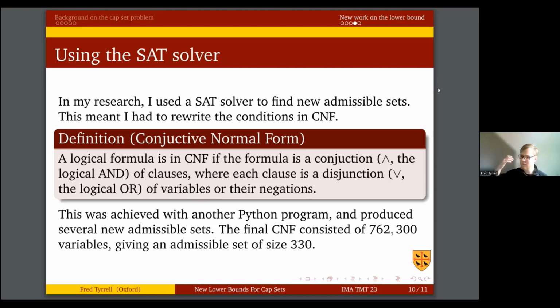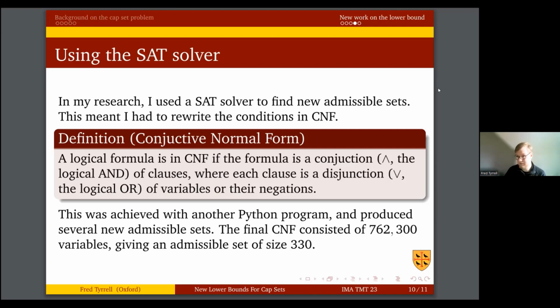So it exponentially increases the difficulty of the problem. I wanted to find a set of 330 vectors, and the logic formula behind that was something with about 762,000 variables. But the good news is that once it's done that, SAT solvers are then very quick. So the difficulty was in translating my problem to computer speak, and once I'd done that, it was away and fine, and then translated back to me. Happy days.